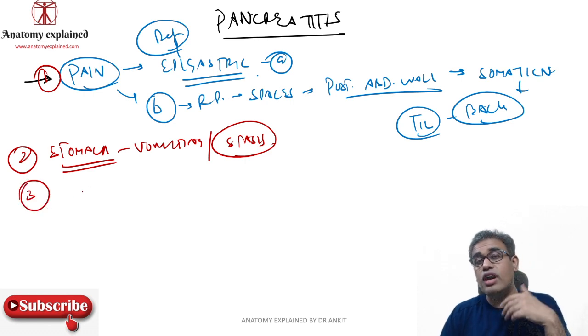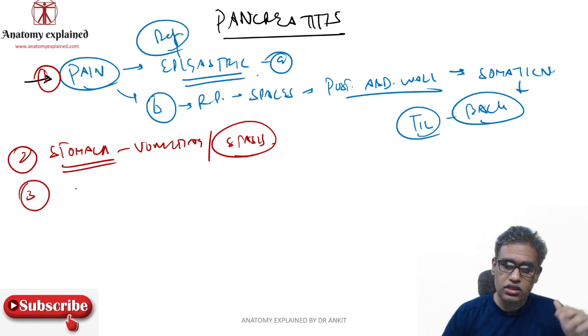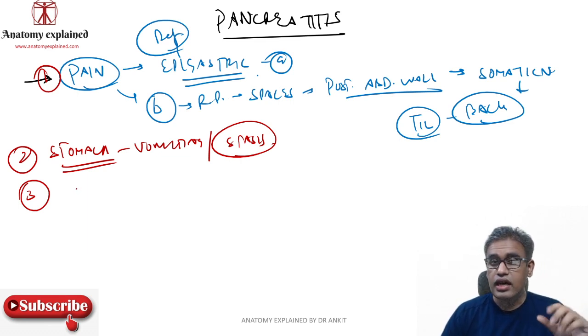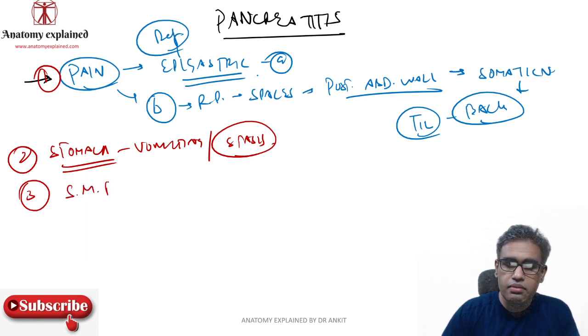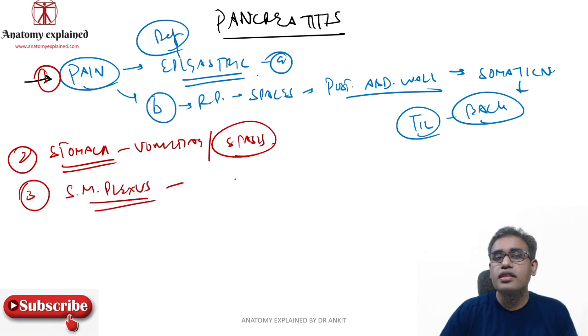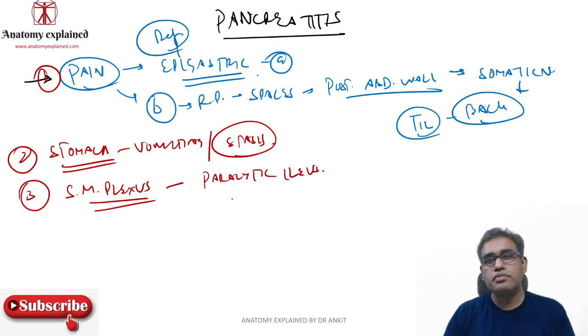If you remember, what were the other posterior relations of the pancreas? We had the aorta, and around the aorta we had the origin of the superior mesenteric artery. Remember, when we talk of the aorta and its branches, they are also covered by nerve plexuses. So there could be involvement of the superior mesenteric plexus of nerves that supplies the gut, mainly the midgut. If there is involvement of the superior mesenteric plexus, it could lead to paralytic ileus, meaning there is no peristalsis happening.